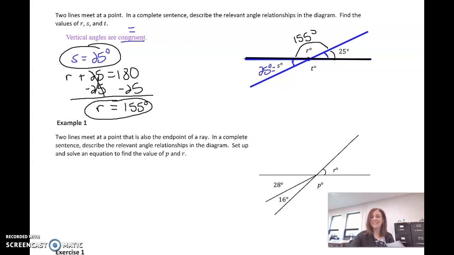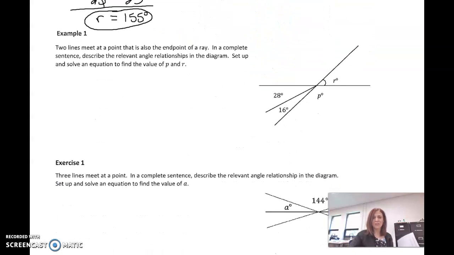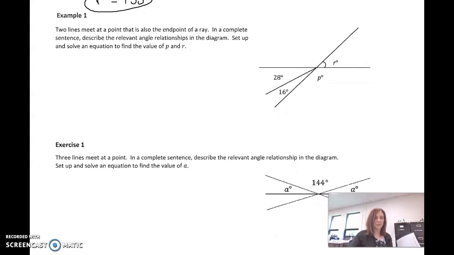The last one I need to find is T. Now, I could absolutely do 180 minus 25 again, but notice that R and T are vertical angles. Vertical angles are congruent, so T also has to be 155 degrees. A lot of times things are more confusing than what they are. Looking for vertical angles helps because you're going to find some. And if you do, you know they're equal. So let's look at a couple more examples.